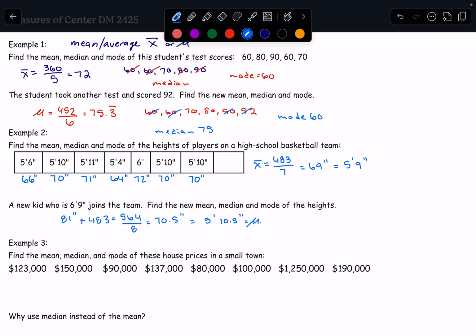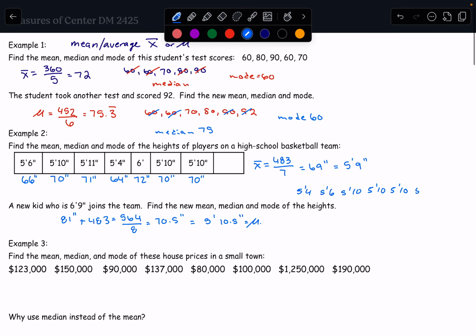Okay, median. If I put these all in order, let's see. The shortest person is 5'4", and then I've got 5'6", and then I've got 5'10" 3 times. And then I've got a 5'11", and I've got a 6 foot, and then I have a 6'9" player. So if I work my way, but I guess the first time we can't include the 6'9", right? So if I work my way to the middle, 6 foot, 5'4", 5'6", 5'11", then my median is going to be 5 foot 10 inches.